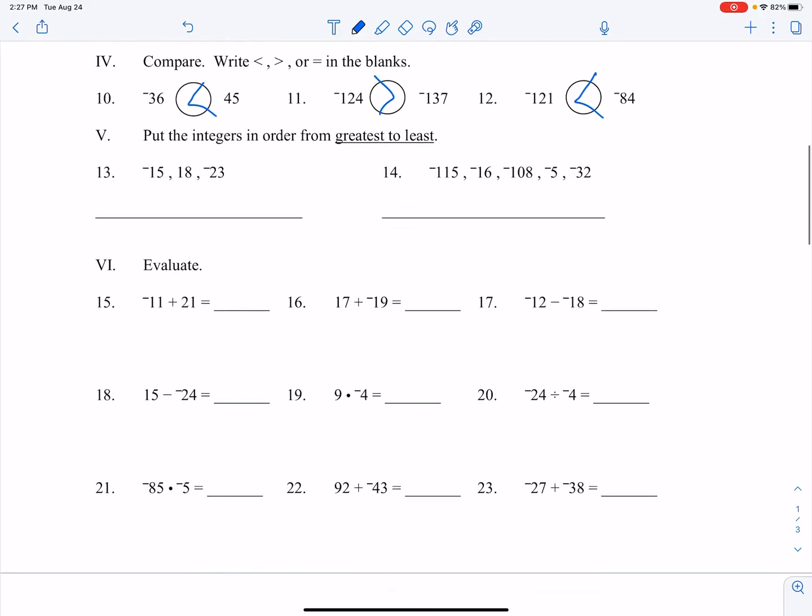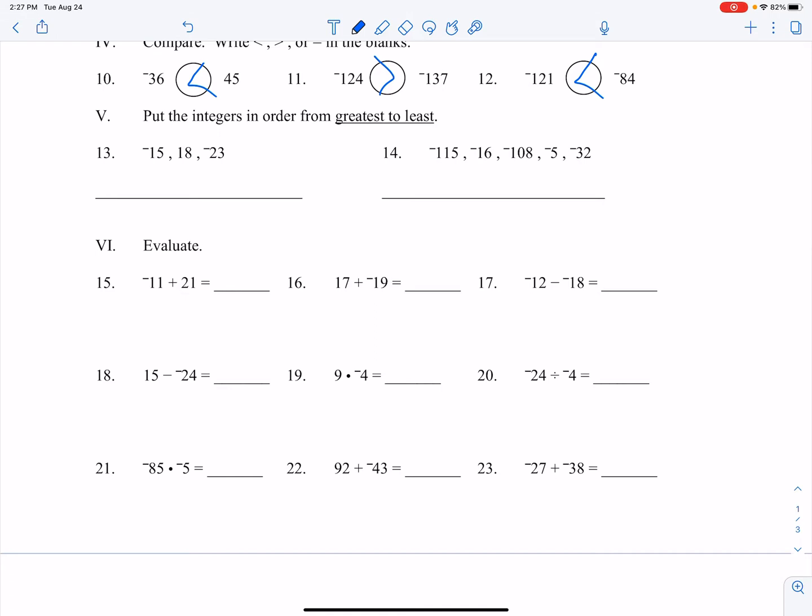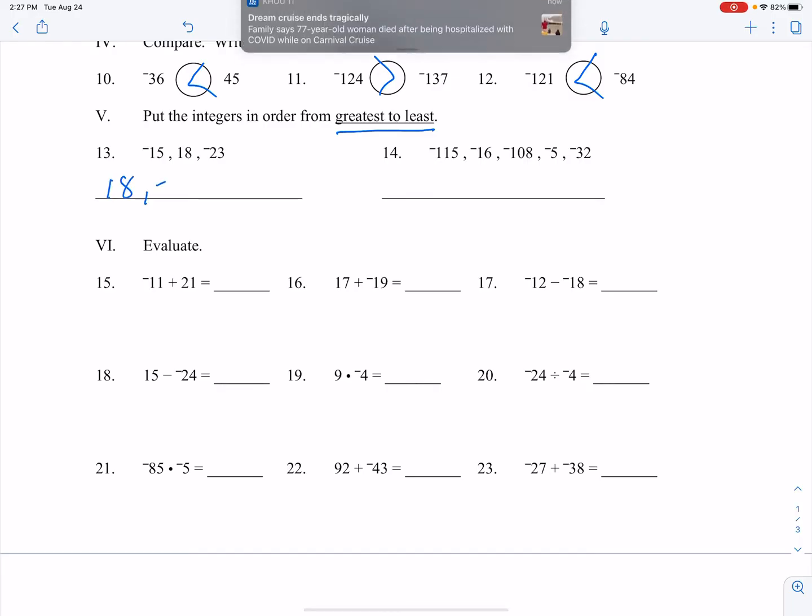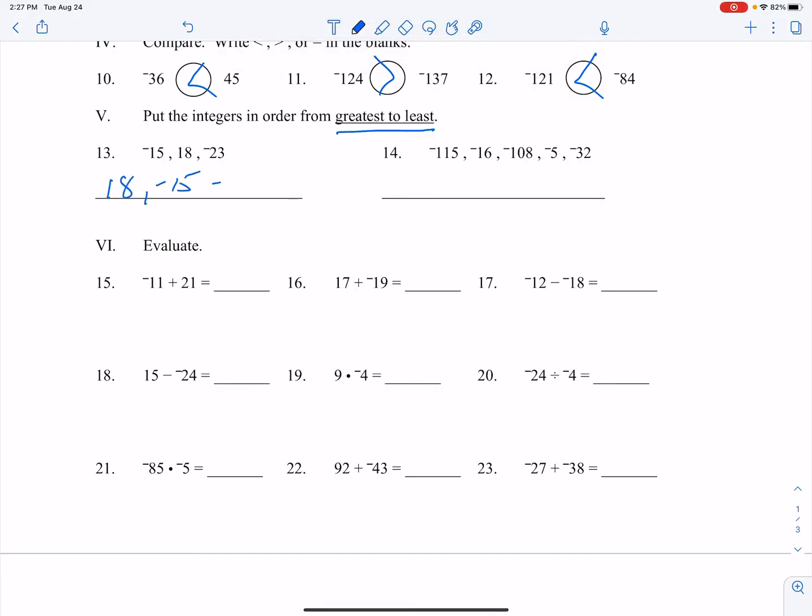line. Roman numeral 5, put the integers in order from greatest to least. Please pay attention to the order in which I'm asking. So in this one, greatest to least. So on a number line, it's going to be right to left. So number 13 should be 18, negative 15, and negative 23. Number 14, negative 5, negative 16, negative 32, negative 108, and negative 115.